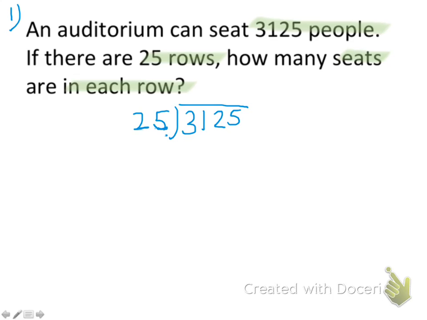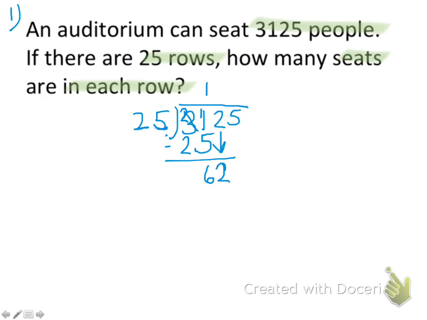Can 25 go into 31? Yes, it can. How many times? Once. So I put the 1 up here, and then I multiply it down. With this 2-digit number out here, you can actually multiply just like normal. So I look, 1 times 5 is 5, and 1 times 2 is 2. And then I subtract them. Okay, can't take 1 minus 5. Can't do it, so I'm going to borrow from the 3. 11 minus 5 is 6, and 2 minus 2 is 0. Then I bring down this 2.